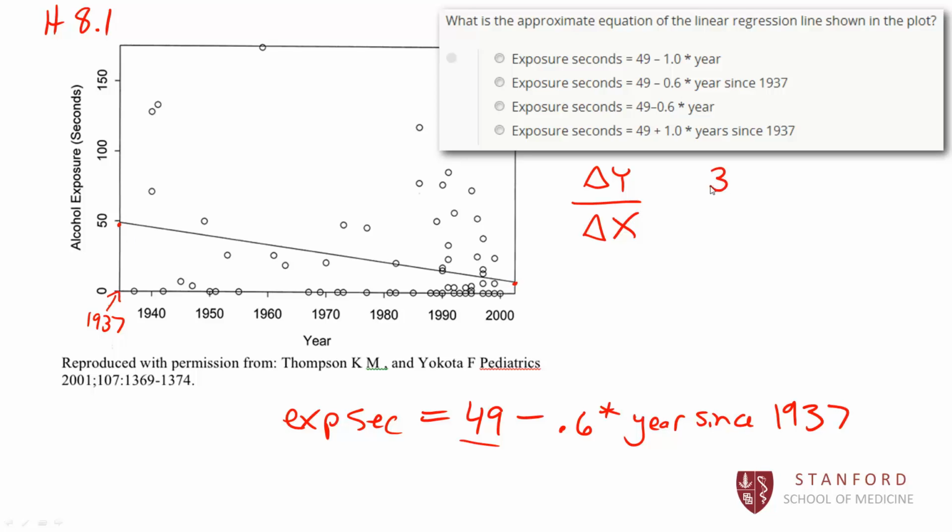So I'm going to say that's roughly 39. We're going down, so it's negative. X changes from 1937 to 2000, so that's a 63 unit change in x. So that's going to give us a slope of about negative 0.6. So that's where I got the slope here.